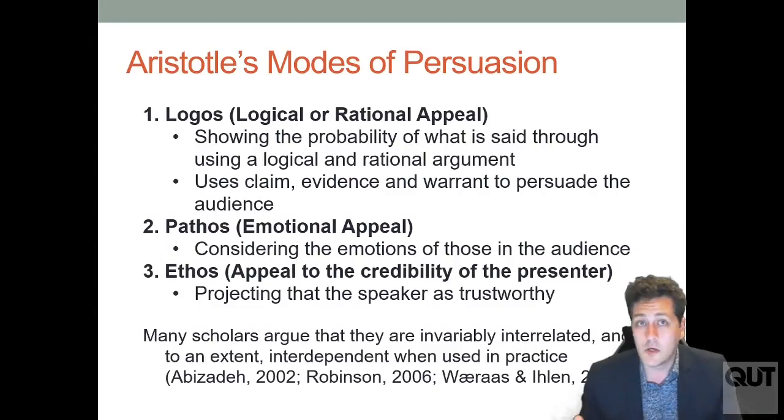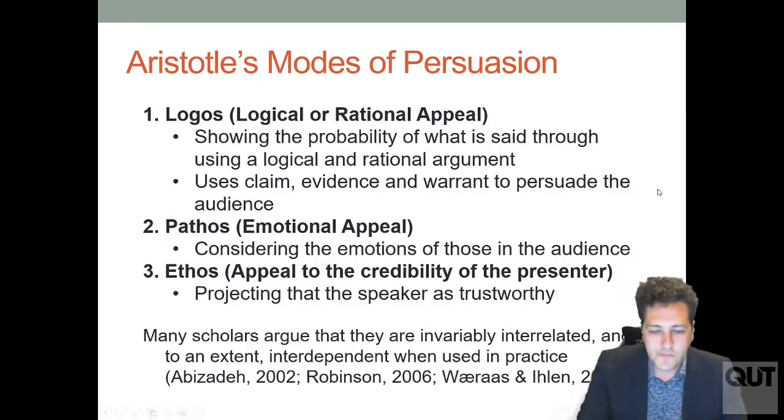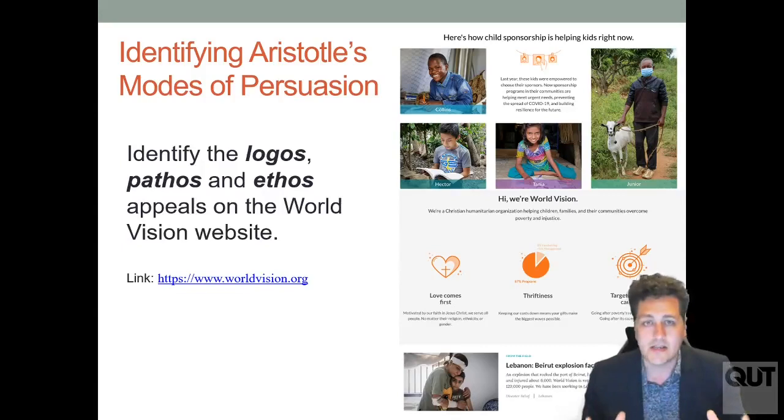So again, like most marketing theory, there are a lot of edge cases, and it is often the case that an argument has multiple modes of persuasion. And this is well supported in the literature as well. They are invariably interrelated and interdependent as well. All right, so what we're going to do is a group activity where we look at Aristotle's modes of persuasion, and we look at how this plays into marketing right now, and particularly this idea that it's interconnected, right? That an advertisement is going to have multiple types.